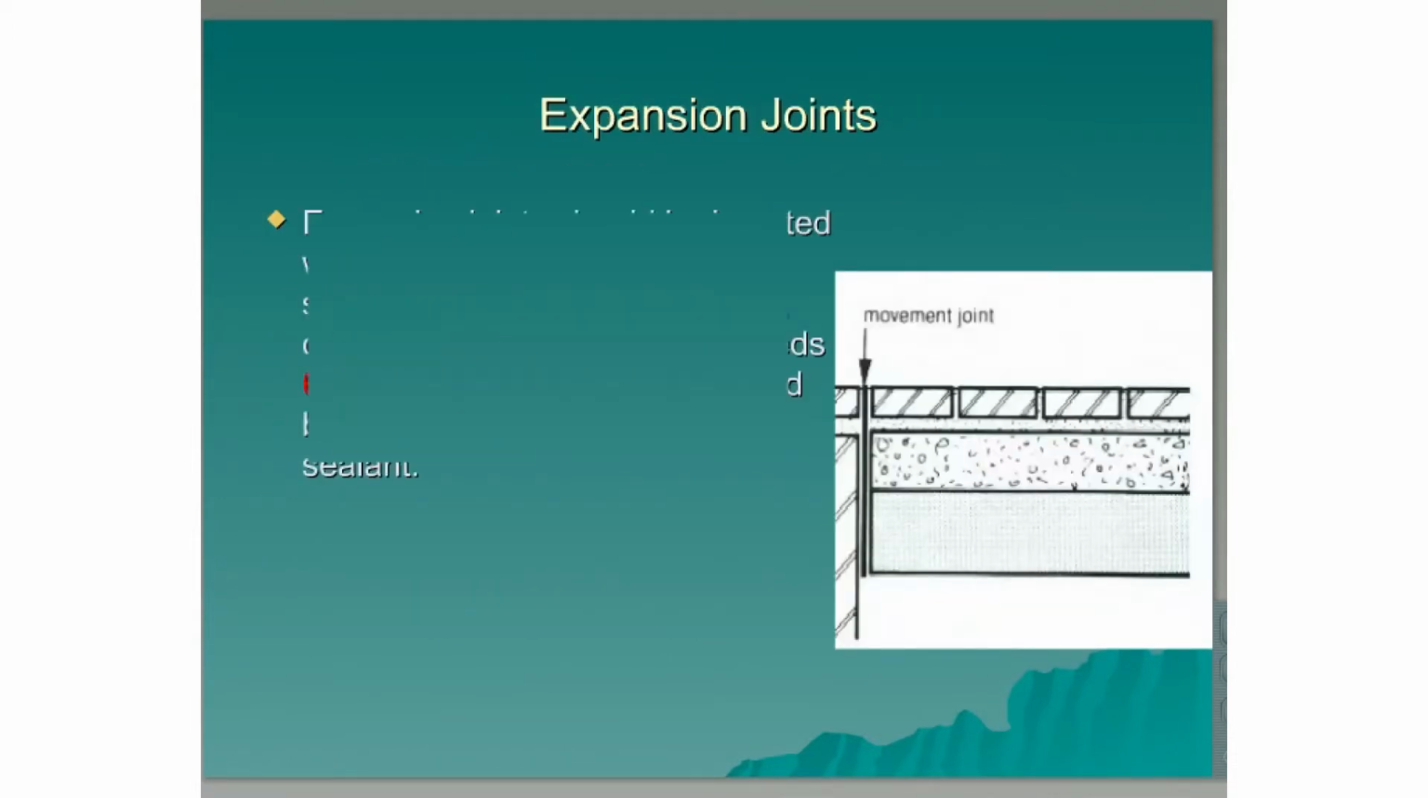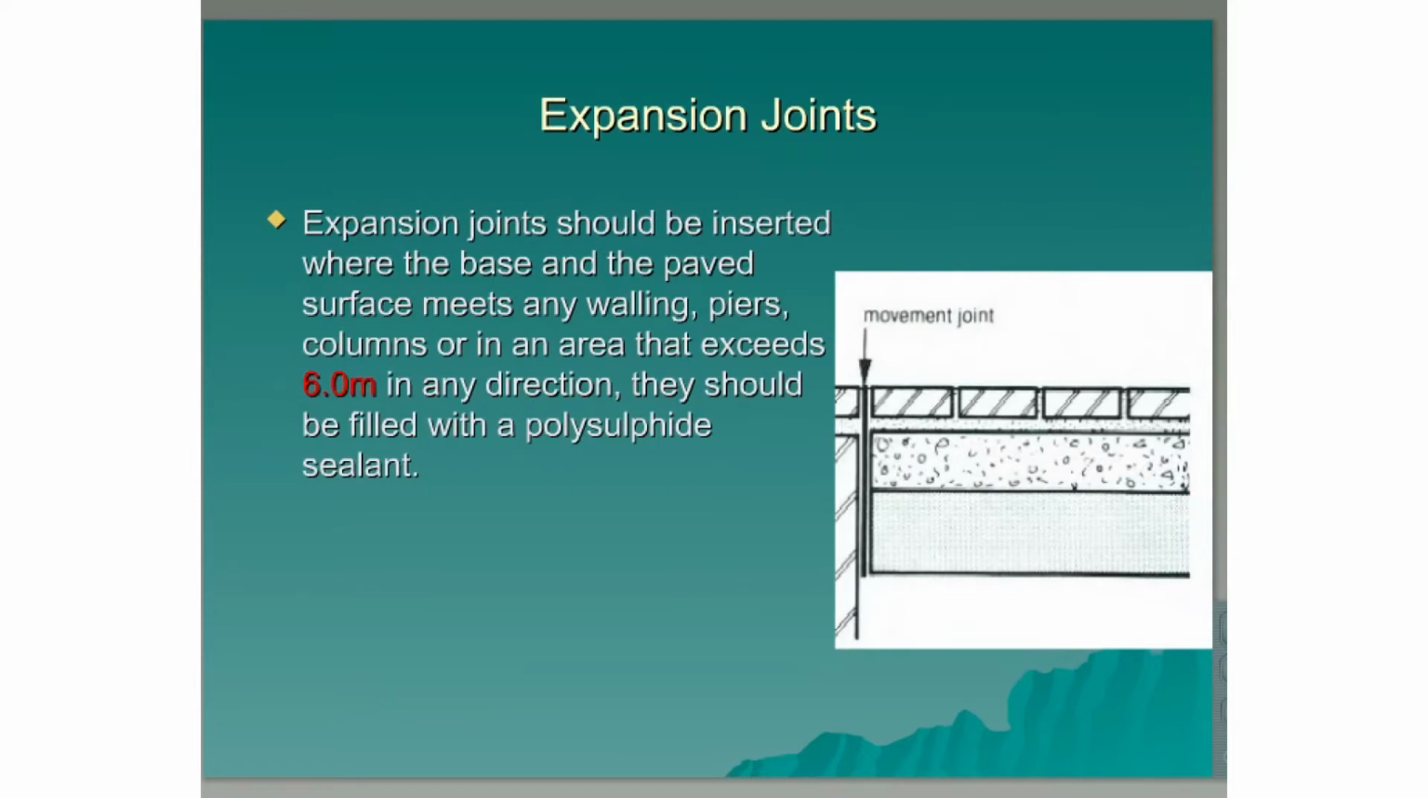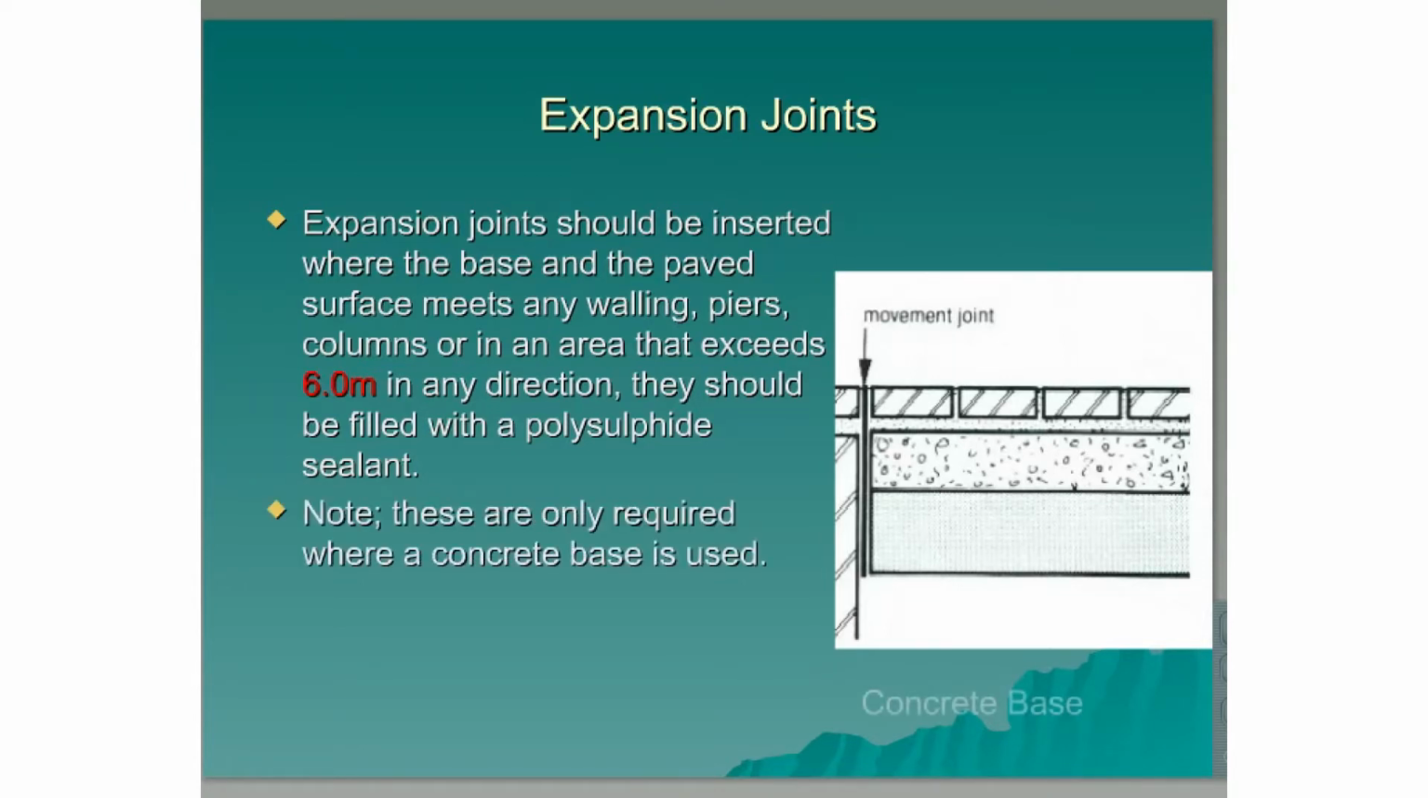Expansion joints. Expansion joints should be inserted where the base and the paved surface meets any walling, piers, columns, or in any area that exceeds 6 metres in any direction. They should be filled with a polysulfide sealant. Note, these are only required where a concrete base is used, therefore, when using rigid paving.